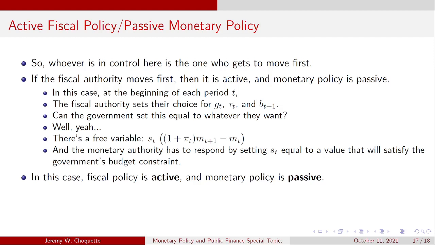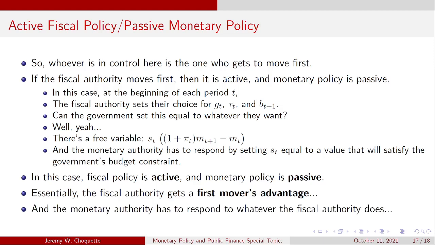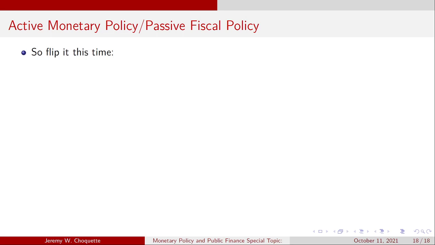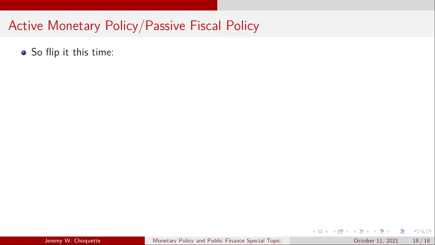Why isn't that good? Well, it means that you give every single clown in Congress a lot of power to spend whatever the hell they want, and the Federal Reserve has to just basically pick up the tab. It's a blank check in this case. In that particular case, fiscal policy is active and monetary policy is passive. The fiscal authority gets a first mover's advantage, and the monetary authority has to respond to whatever the fiscal authority does. That is the case of active fiscal policy, passive monetary policy, right? Fiscal policy dominance, in this case. Fiscal policy is dominating over monetary policy.